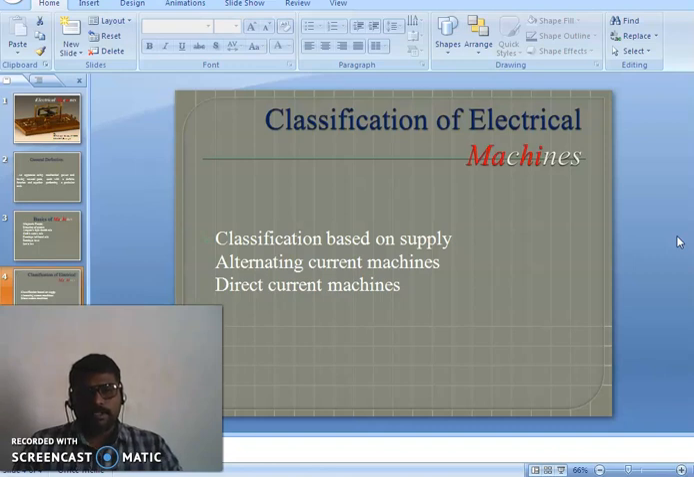Basically, electrical machines itself are classified into two categories. One is static machine, another one is dynamic machine. Static means what? There are no rotating or movable components in it. Dynamic means what? There are some moving components associated with the static components to perform that particular task, isn't it? Static machine, a very good example for the static machine is a transformer.